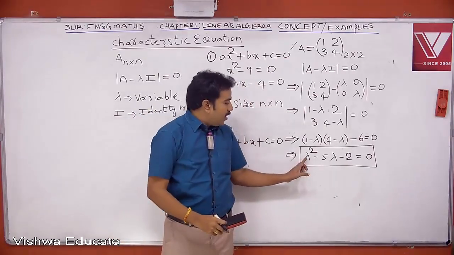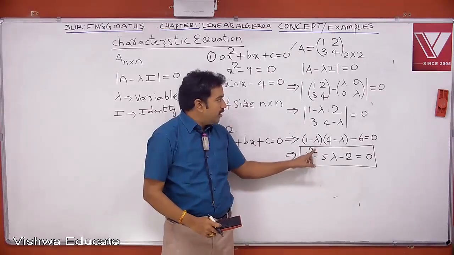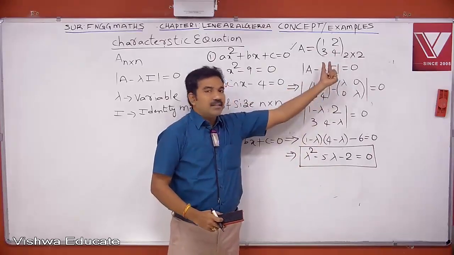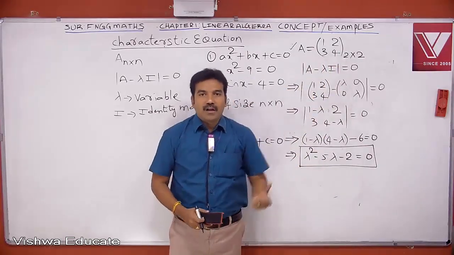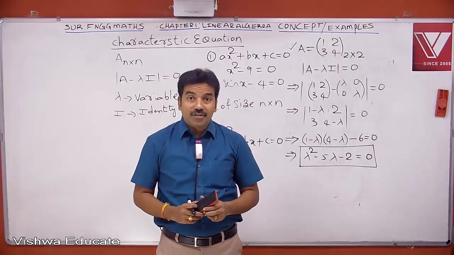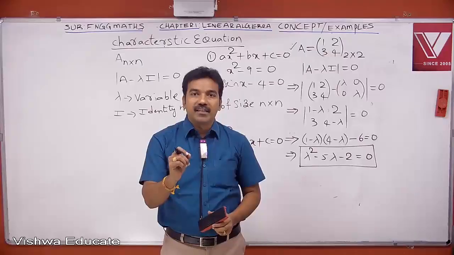Therefore, here why we are getting the highest power of lambda as 2? This 2 represents the size of this matrix. Therefore, the conclusion from this example is, when you define the characteristic equation of a 2 by 2 matrix, you will get a polynomial of degree 2.